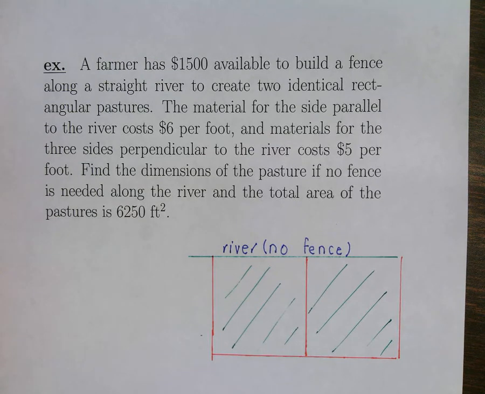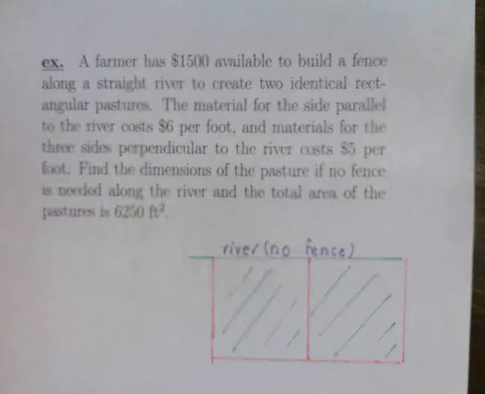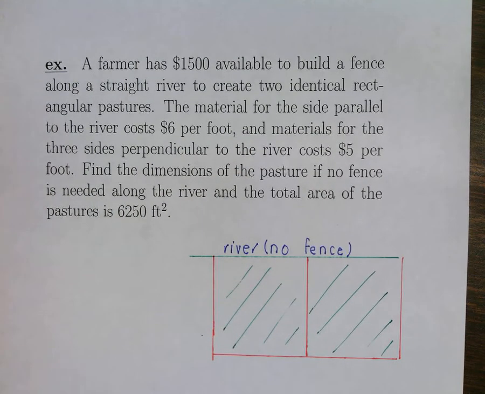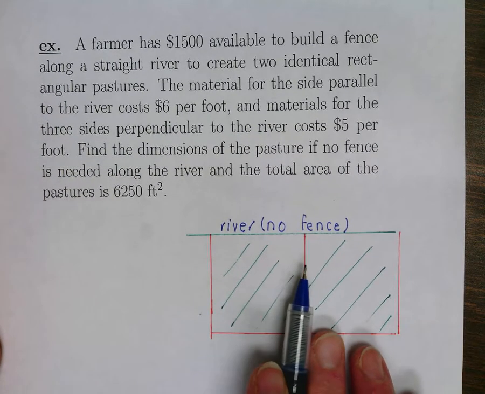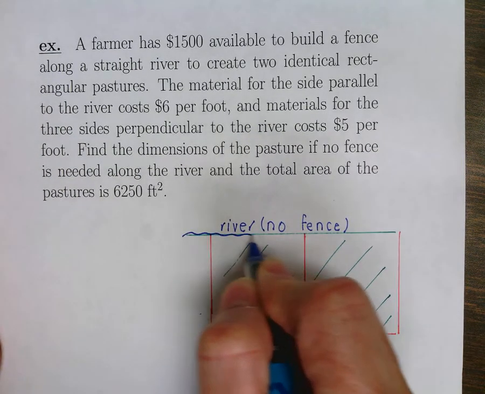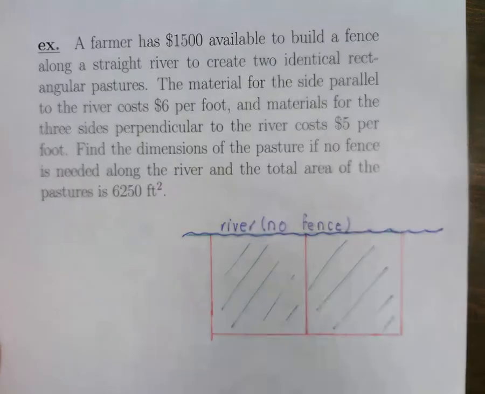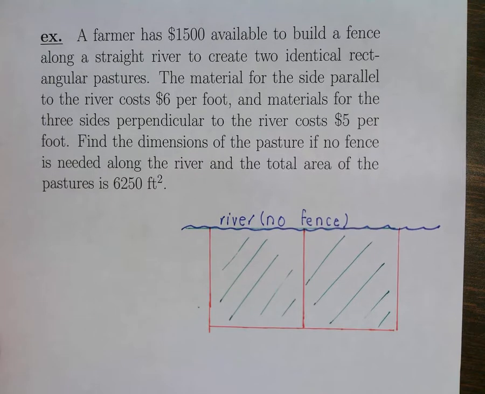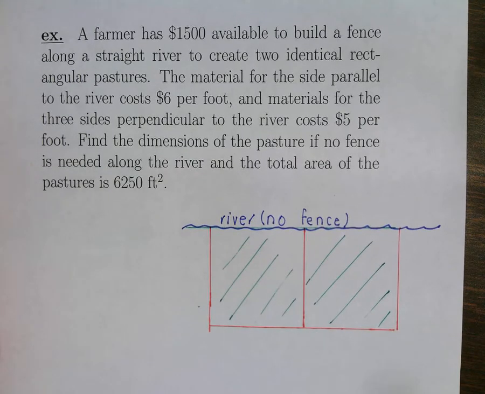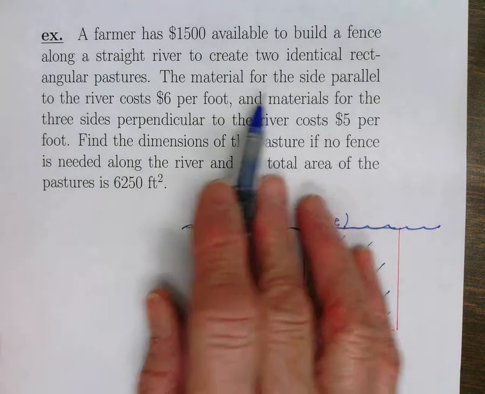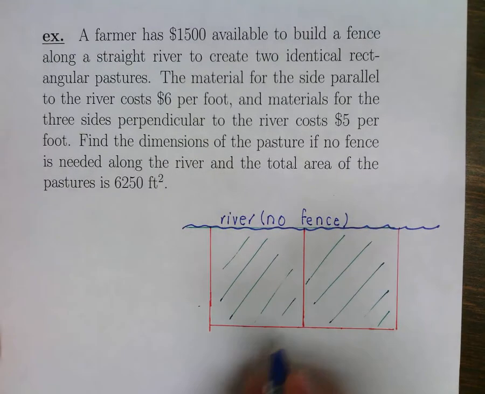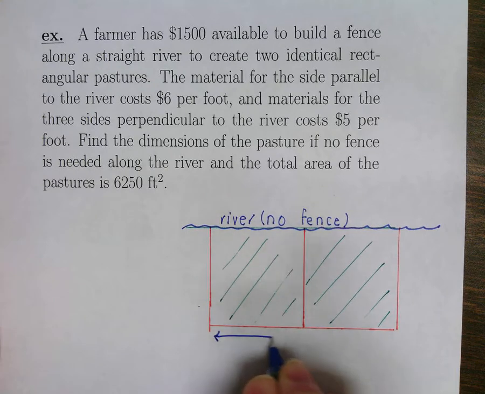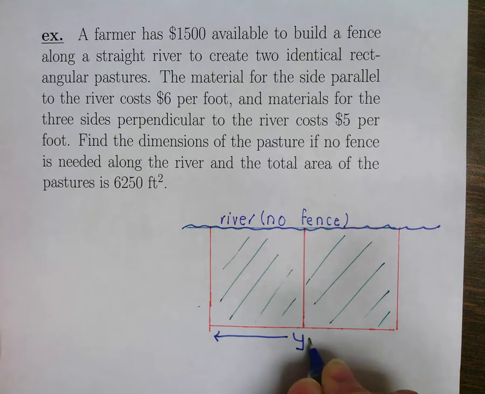Okay, so here's the scenario we have. A farmer has $1,500 available and he wants to build a fence along the river. I drew the picture ahead of time. Here's the river, and we're going to assume that no fence is needed along that edge. Now we have to come up with two variables. He talks about the material for the side parallel to the river, so let's call that distance y.